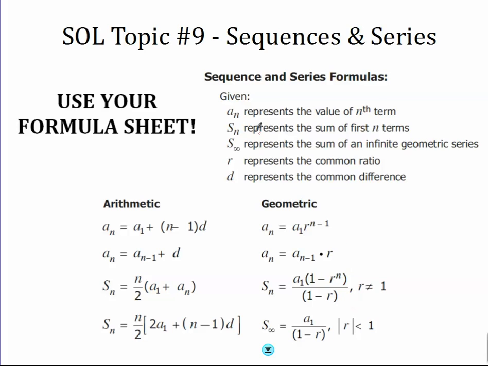Remember that a sub n represents the nth term, s sub n represents the sum of the first n terms, s sub infinity is the sum of an infinite geometric series, r is the common ratio, and this is only for geometric, and d is the common difference, which is only for arithmetic.